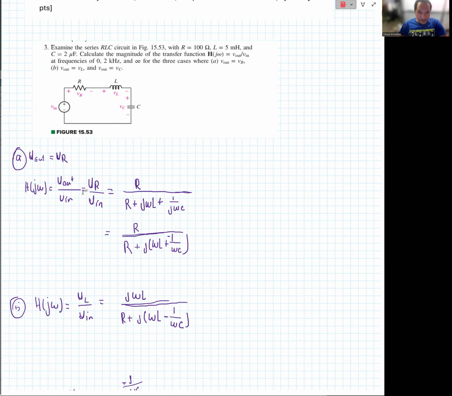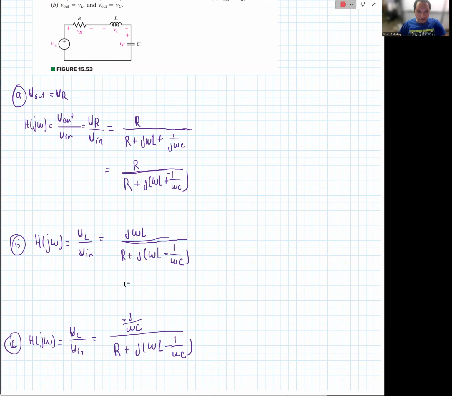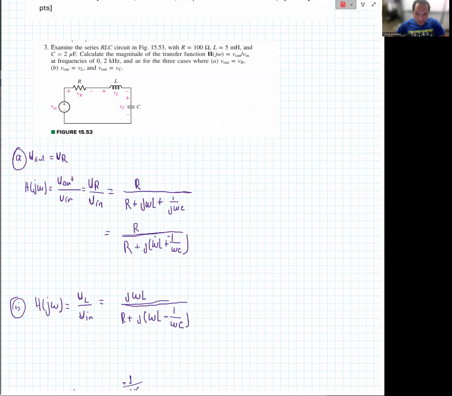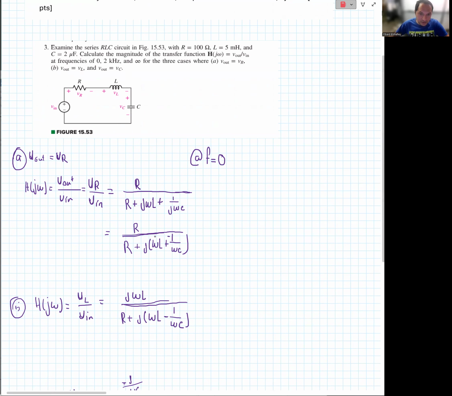So the first step is to get H of j omega, which is V out over V in, in our three cases: when V out is VR, when V out is VL, and when V out is VC. So I wrote the three cases. Then for each of the three cases, we're going to solve for three values of f. For case one, when V out equals VR, let's make f equal to 0. So when f equals 0, this means that omega equals 0.